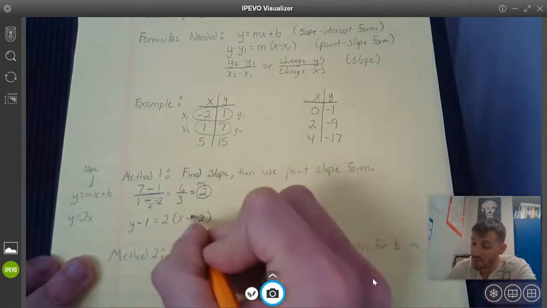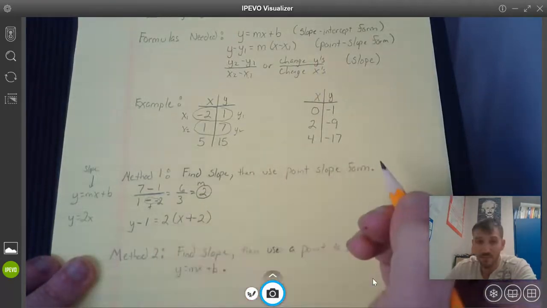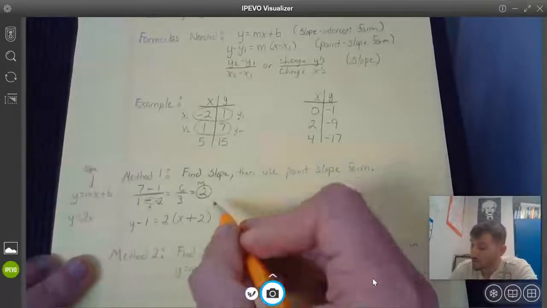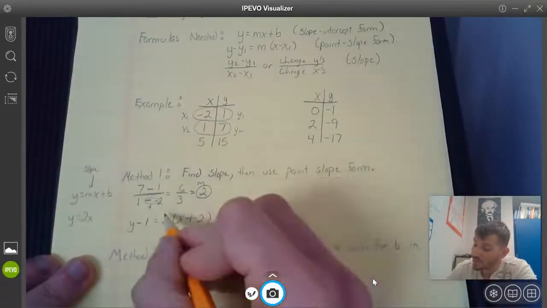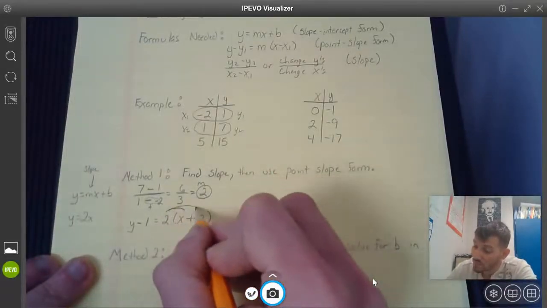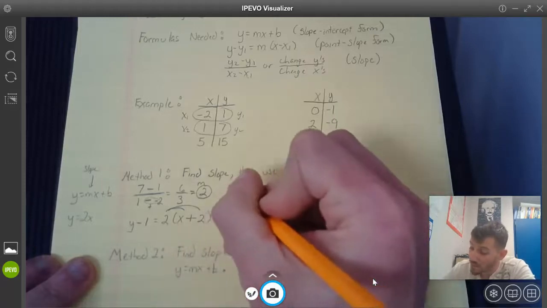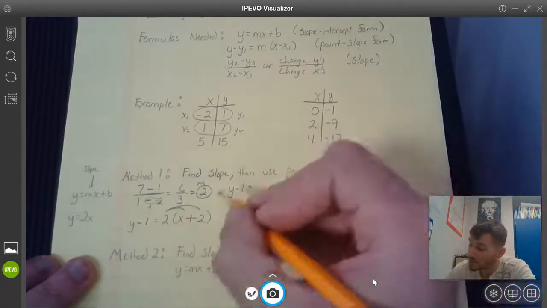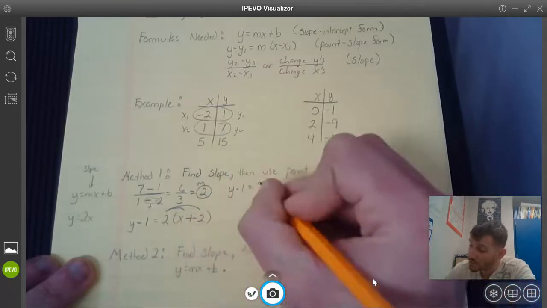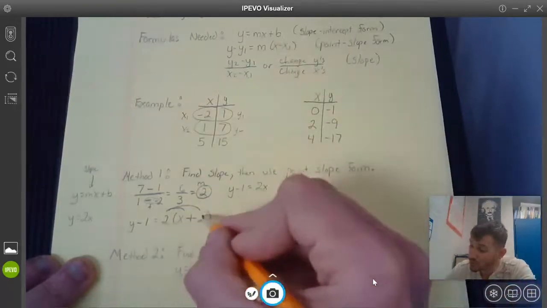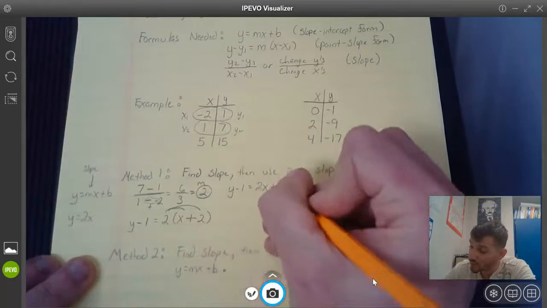Notice a double negative. That makes a positive. So now all we need to do is distribute our 2 into the parentheses. So we have y minus 1 equals 2x. 2 times 2 would be 4.